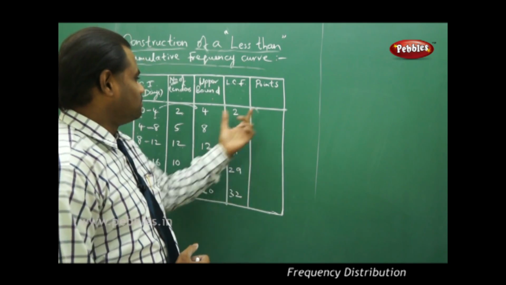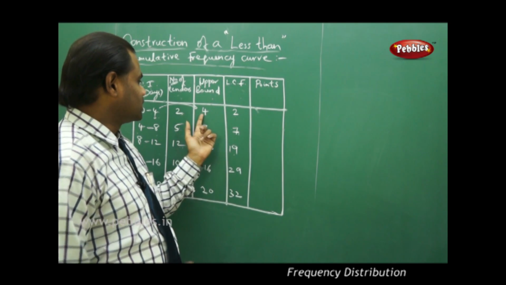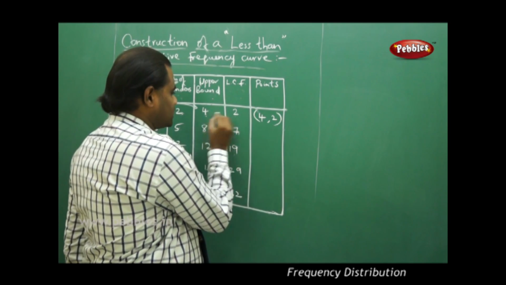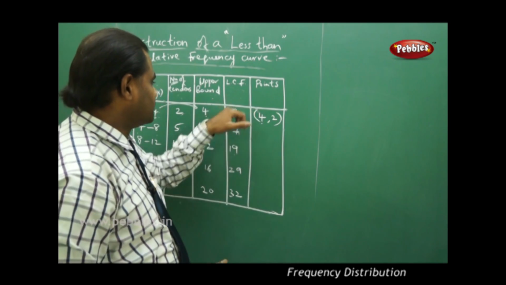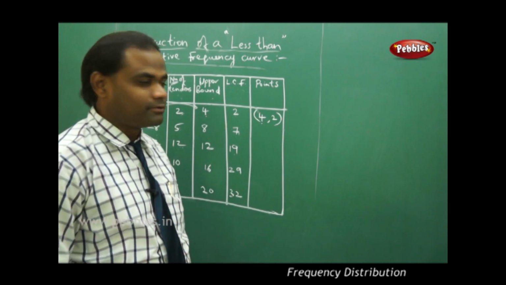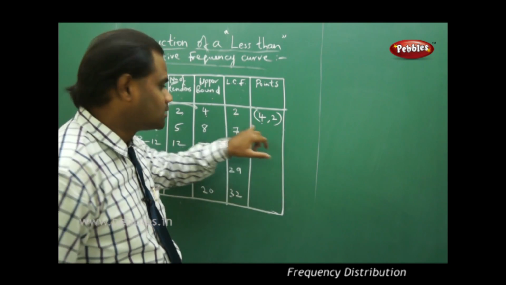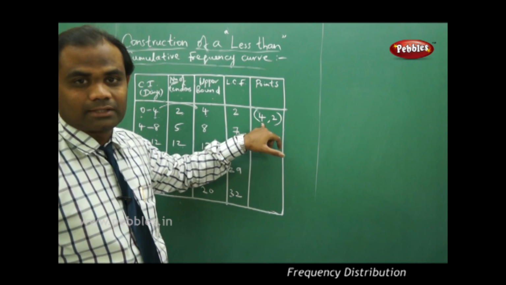So I have my points, with x coordinate as 4 and y coordinate as 2, because the class interval is taken along the x-axis and the respective less than cumulative frequencies are taken on the y-axis. Hence this value corresponds to the y coordinate and this value corresponds to the x coordinate.